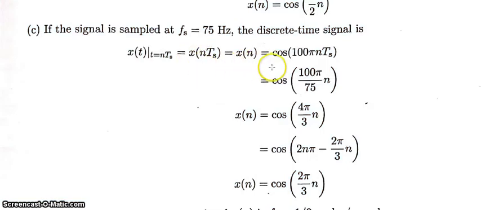And when the signal is sampled at a rate fs equal to 75 Hz, the discrete signal is going to be cos 100 pi n Ts. Ts is 1 by 75. We get it as cos 4 pi n by 3. Again, this can be expressed as cos 2 n pi minus 2 pi n by 3, which is cos 2 pi n by 3.